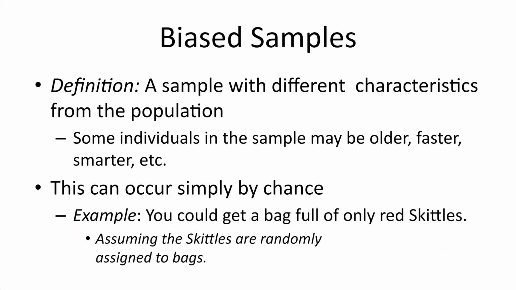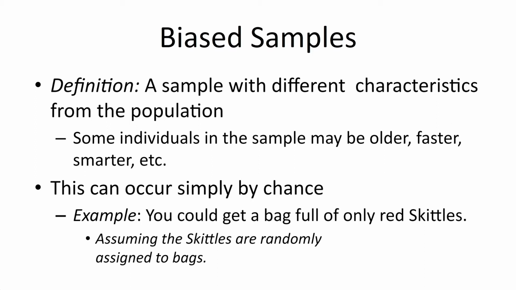Unfortunately, in a lot of cases, samples are not very representative. They are what you would call a biased sample, a sample with different characteristics from the population. This is that group of weirdos I was describing earlier. So, to put it another way, the individuals in your sample maybe just generally they're older than most people in the population, or they're faster, or they're smarter, or they're a particular demographic group that is not representing everybody else.